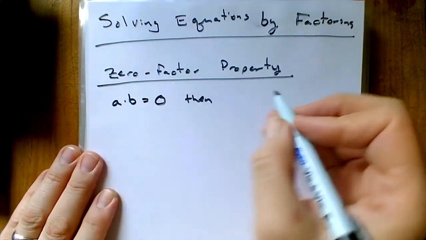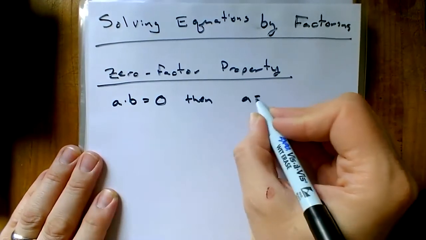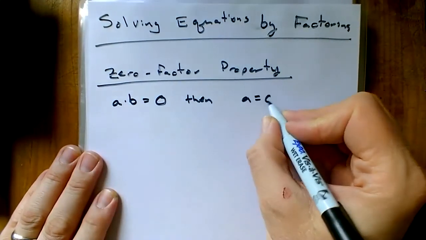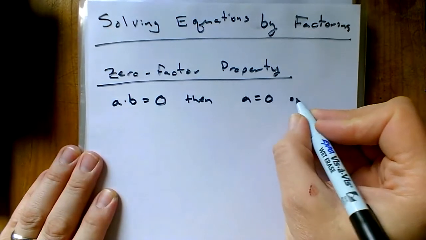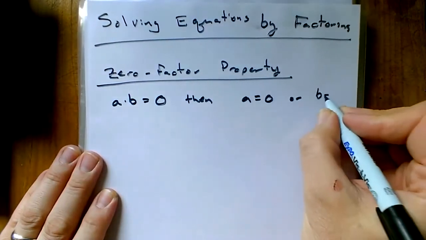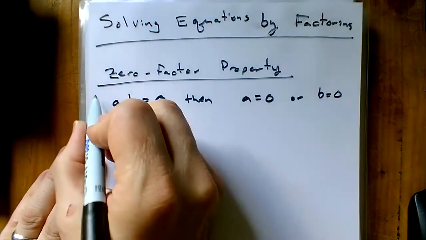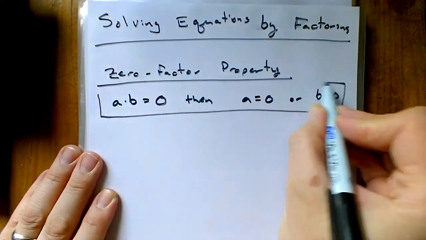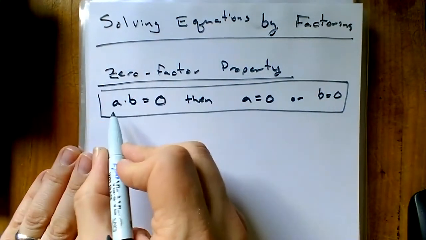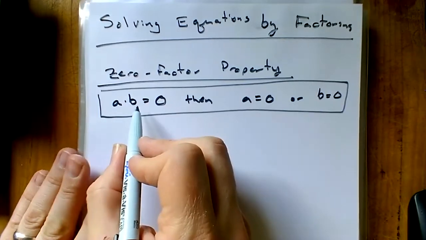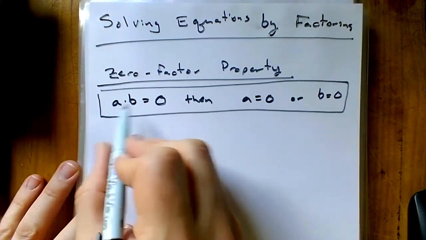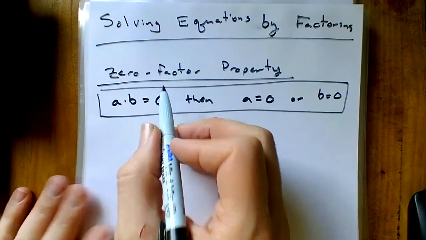And if these are variables, then both of them could be zero. Then a equals zero or b is equal to zero. Now, this seems like a fairly self-evident thing that if you've got two things multiplied together, then one or the other or both of those numbers are going to be zero.